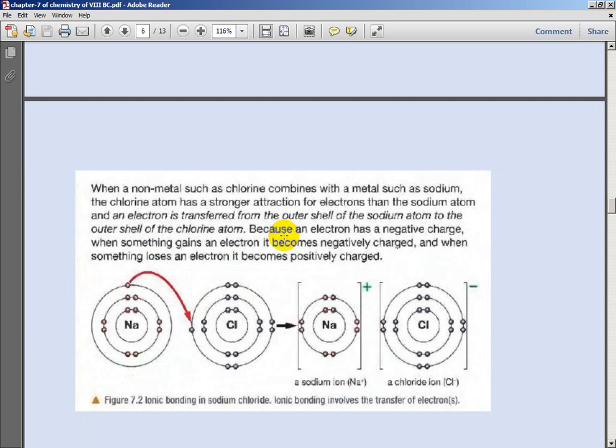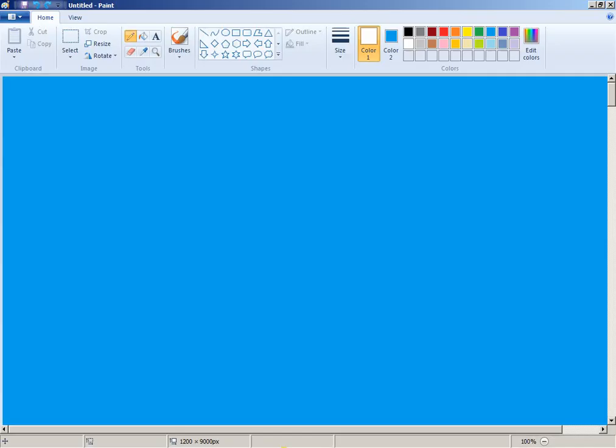Okay, now we will see how ionic bonding is formed. We know every element wants to become stable. They want to form the octet or noble gas electronic configuration. For this reason, they lose electrons or gain electrons to become stable.